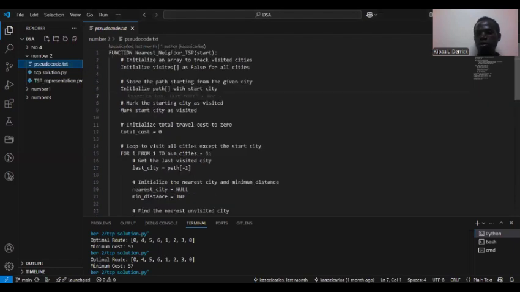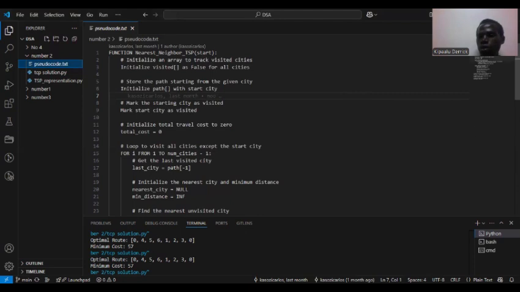For the solution to the problem, we decided to use the nearest neighbor algorithm. In this algorithm, our main target was to achieve the optimal path and the optimal cost. We started with the pseudocode, and after that we wrote the Python code. In our pseudocode, we define the function as nearest neighbor, and then we initialize the array to track visited cities. We initialize the array to store the path starting from the given start city, and then we initialize the total cost to 0.